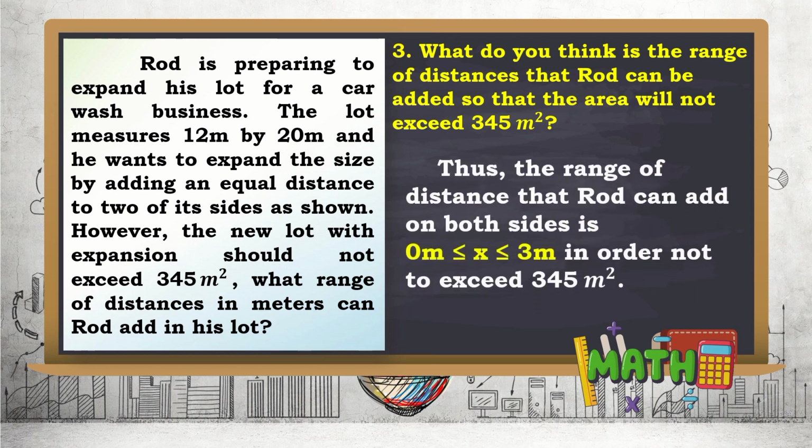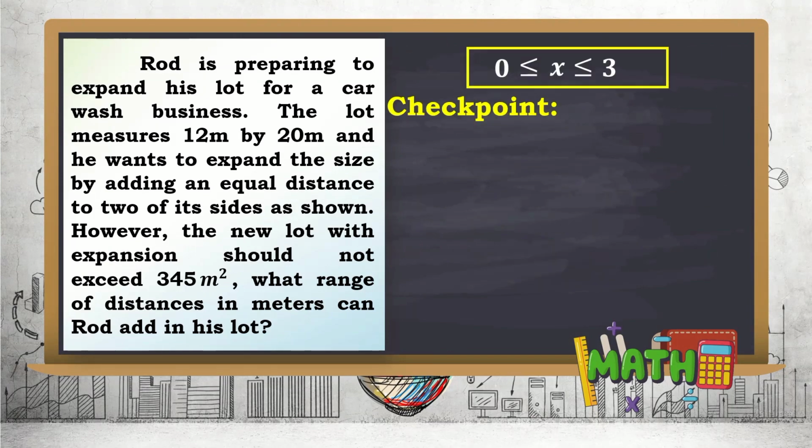Thus, the range of the distance that the road can add on both sides is x greater than or equal to 0 meters but less than or equal to 3 meters in order not to exceed 345 square meters.